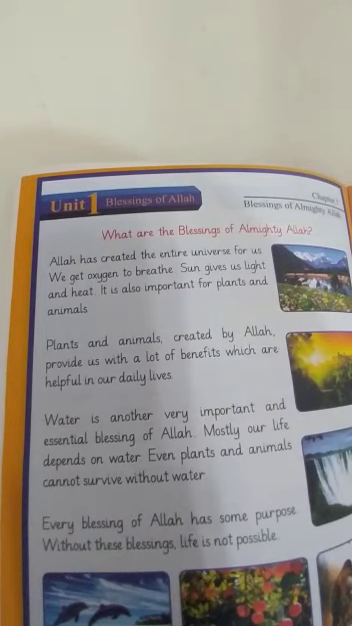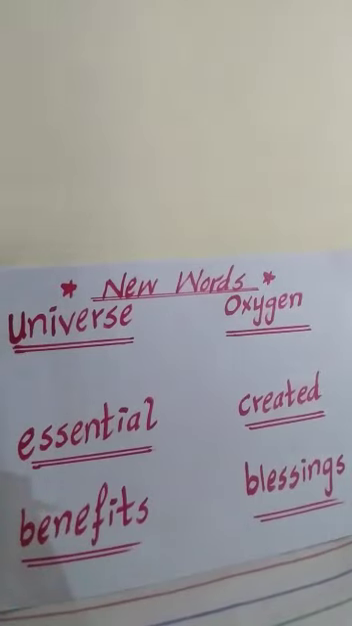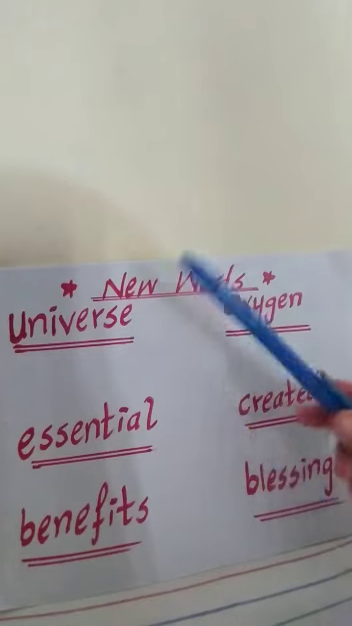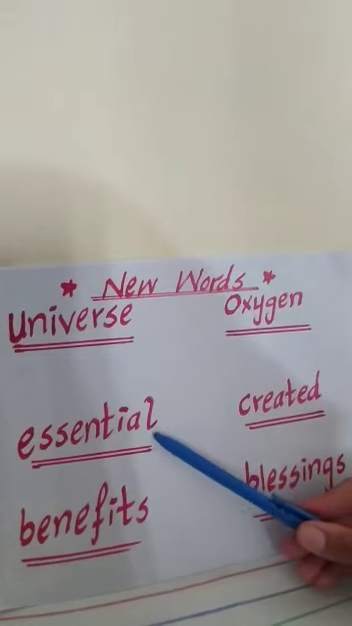But before starting this chapter we have to learn some new words. The new words are number 1, universe. What is the word? Universe. Universe means the world. The second word is essential. What is the word? Essential. And it means very important.